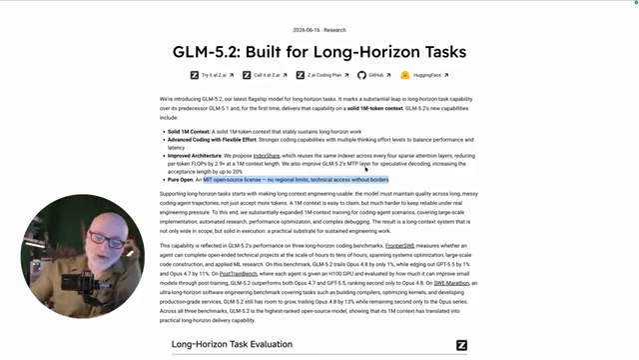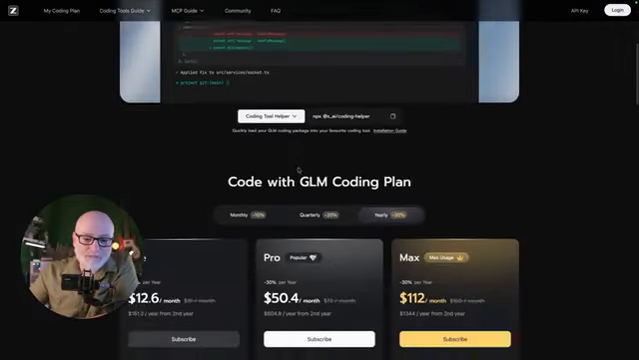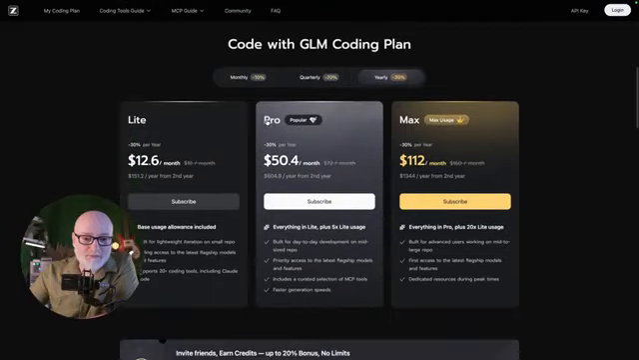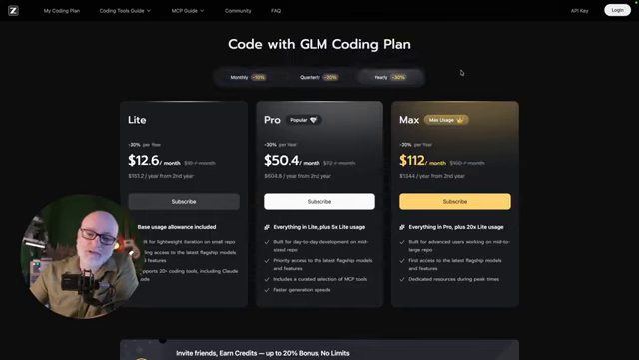Now, of course, we need to test it, because we can't trust what a benchmark is saying. To test it, there are a couple of things. One, ZAI has a coding plan, so you can go here and subscribe if you want to. Here is the price for monthly, quarterly and yearly. I personally don't suggest using a yearly plan.